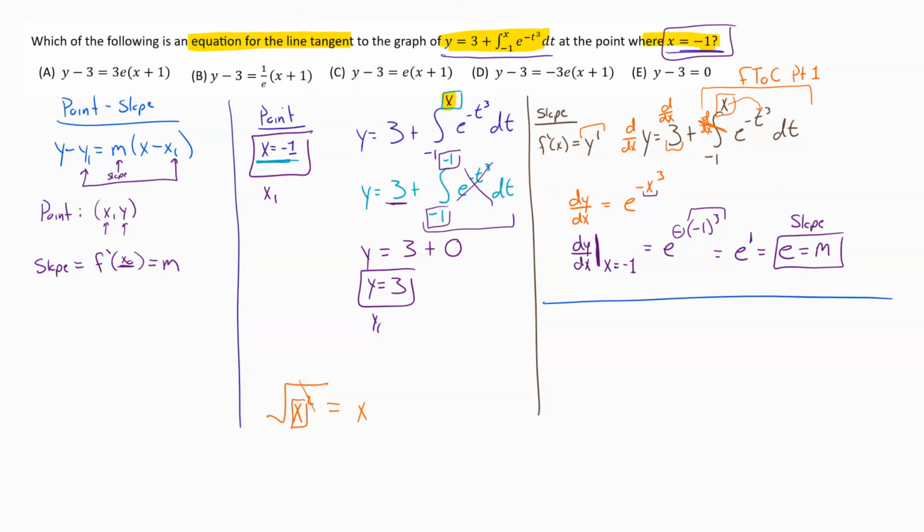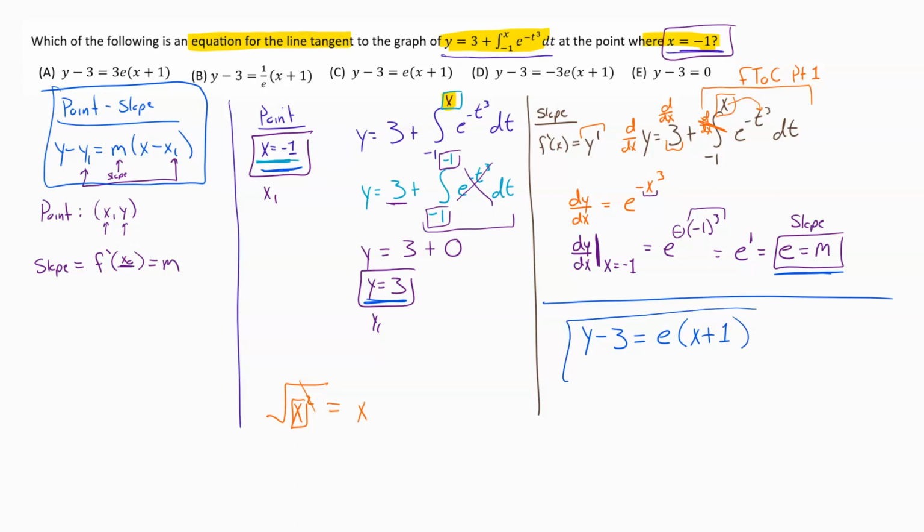So now we'll just finish this up by following our point slope form equation. We get y minus y1, which is the y value we got, which is 3, equals m, which is what we just got from our derivative, e, times x minus x1, which is a negative 1. So we would get minus a minus 1, which would turn that into a plus 1. And so that is the equation of the tangent line. You would just go look and find it, and we can see that our answer would be option C. So what you learn from this is you better know the point slope form for the equation of a line like the back of your hand.